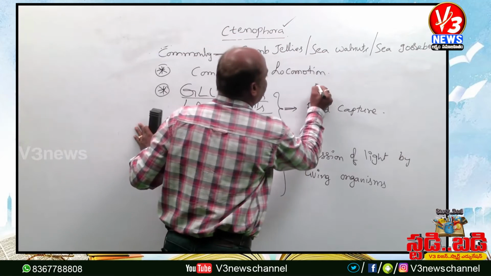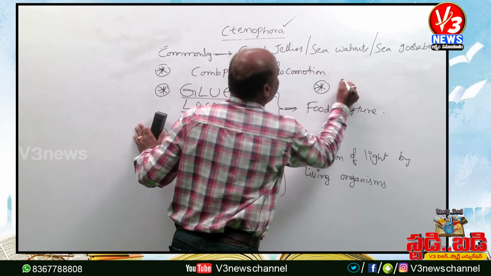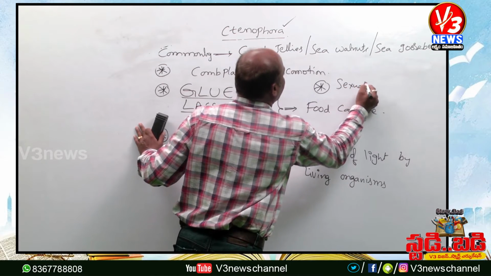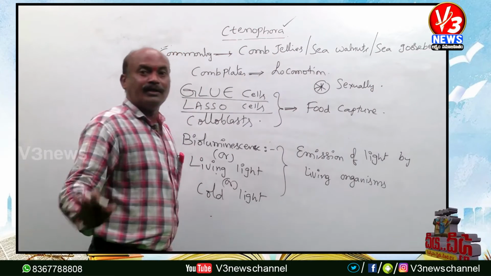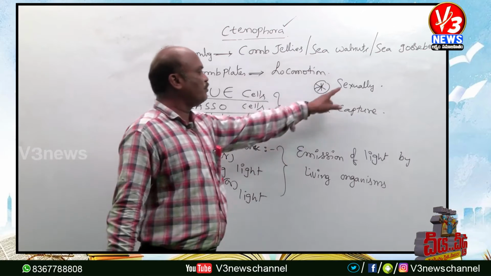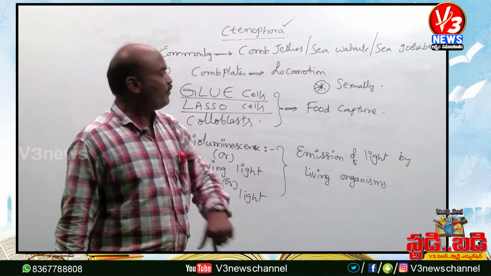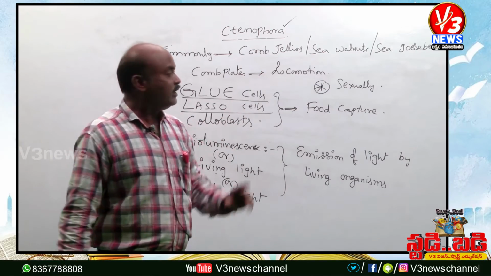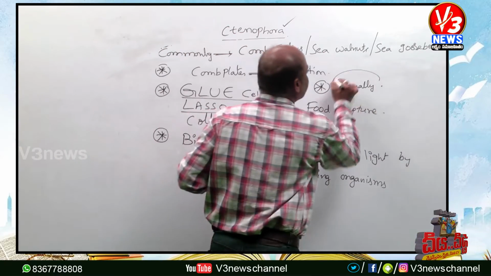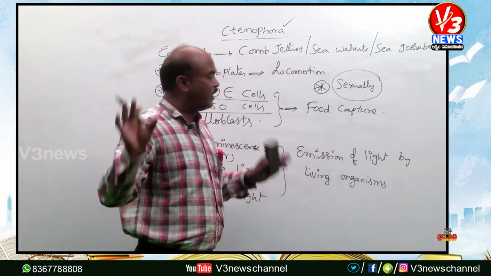Very important point. They reproduce only sexually. There is no asexual reproduction in ctenophores. This is a different character from the cnidaria. They reproduce only sexually.